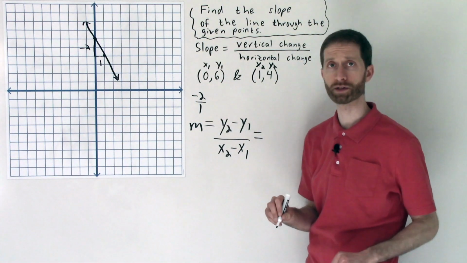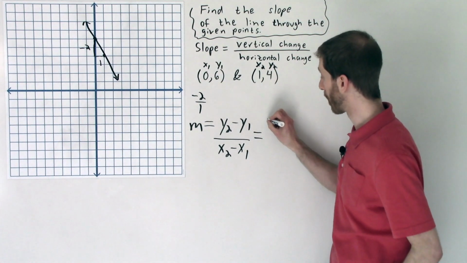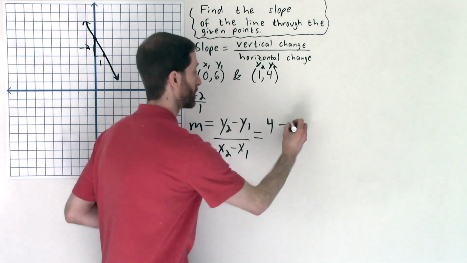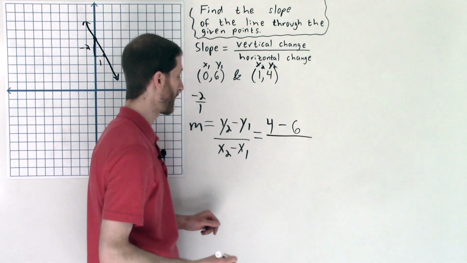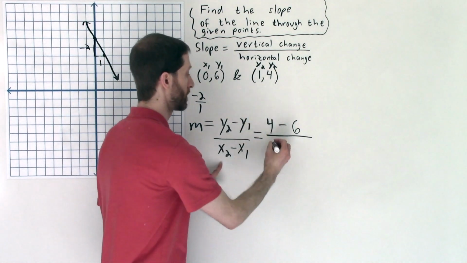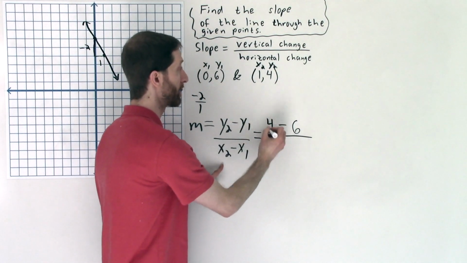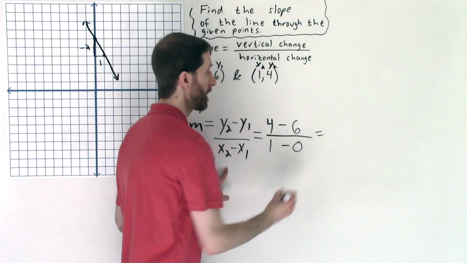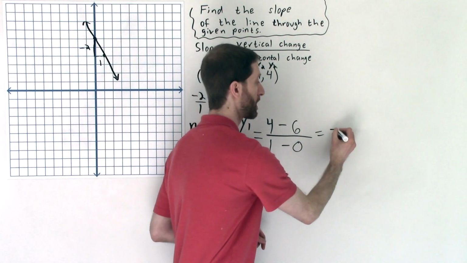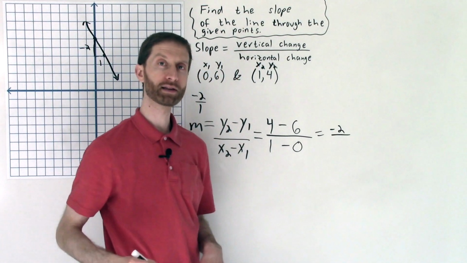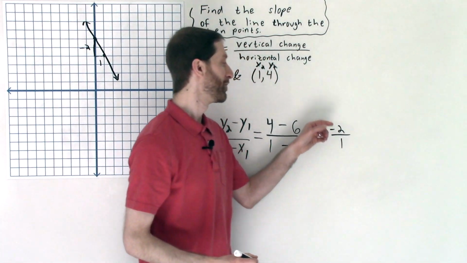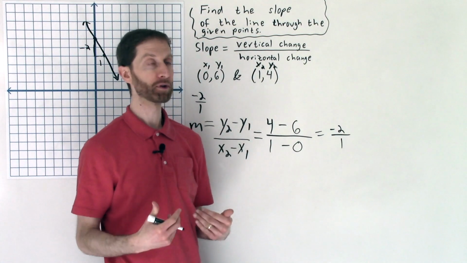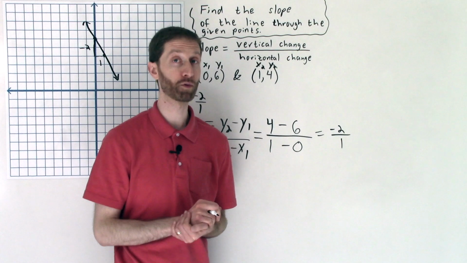So let's plug in these points. We've got y2, which is 4, minus, and we'll flip around this way, y1, which is 6, all divided by x2, which is 1. Notice it corresponds with the y value of 4, minus x1, which is 0. And once we simplify that out, we'll get 4 minus 6 is -2, over 1 minus 0 is 1, ooh, which is a rise down of -2 and a run of 1. The formula works.